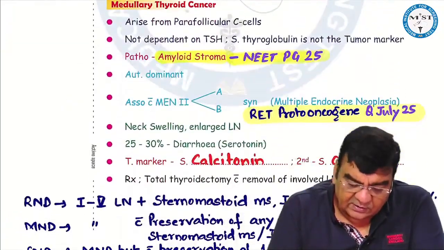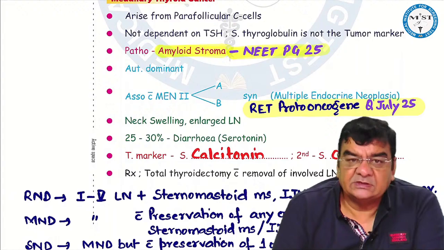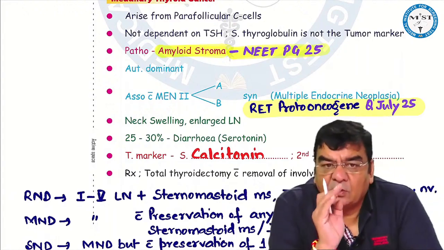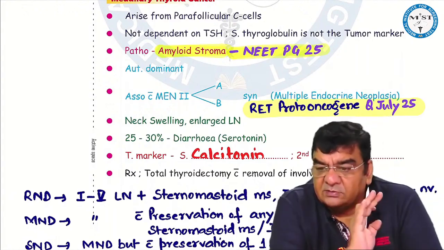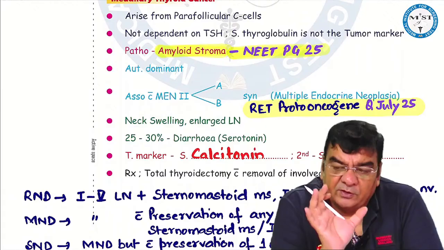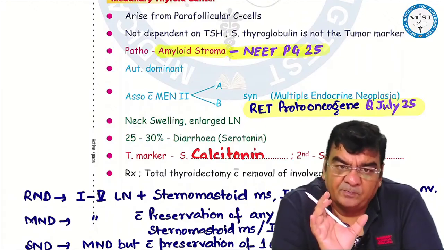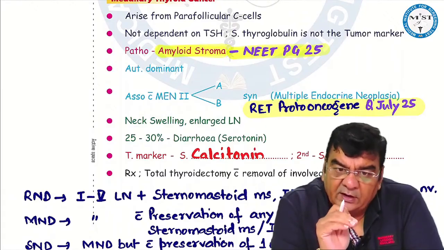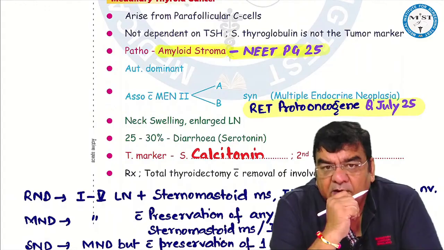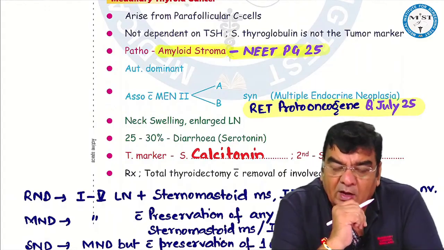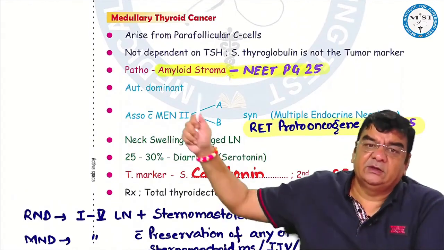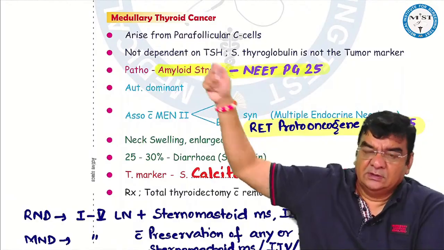Medullary thyroid cancer originates from parafollicular C cells. These are not dependent on TSH. Serum thyroglobulin is not the tumor marker because it is not a product of the follicle. Pathologically, we find amyloid stroma in medullary thyroid cancers.